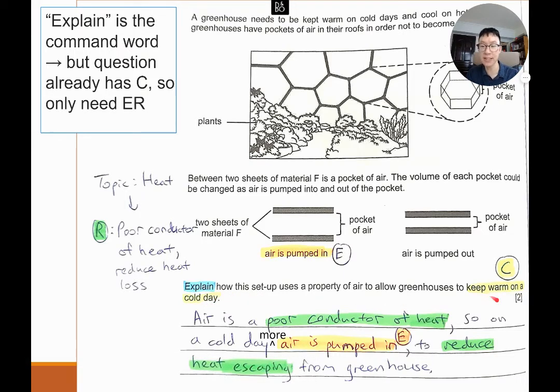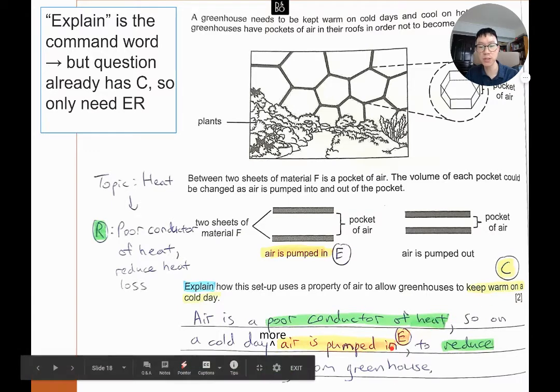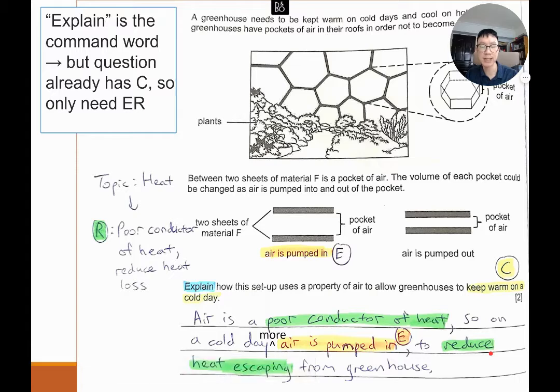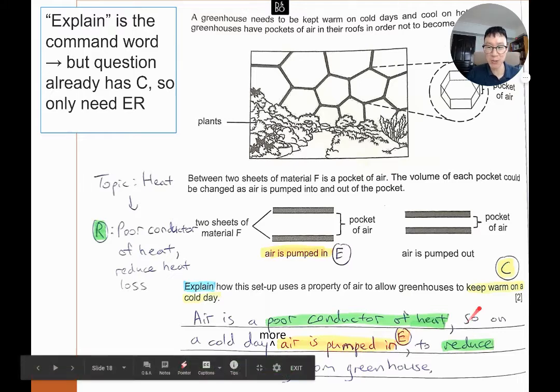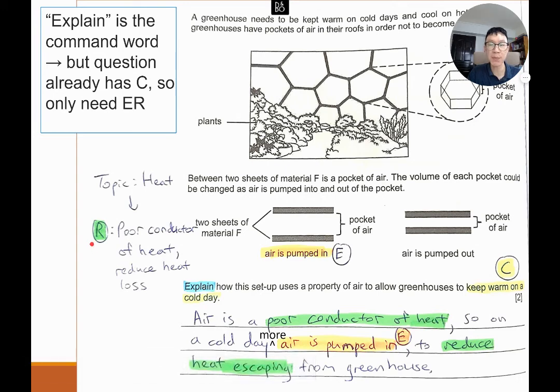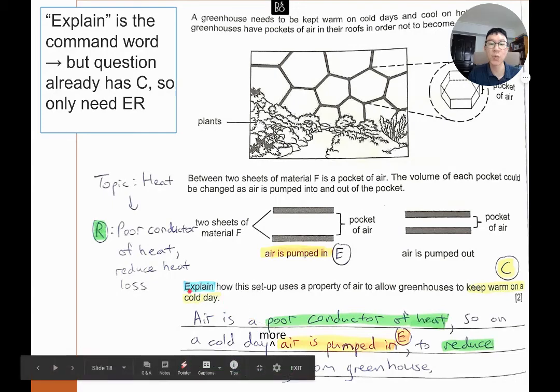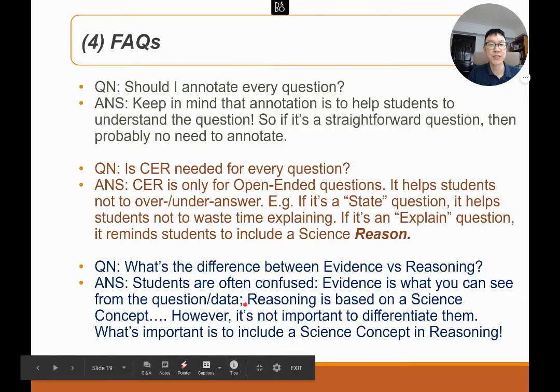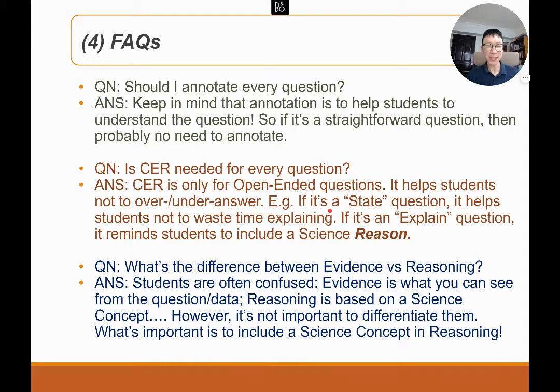So the claim is that it keeps greenhouses warm on a cold day. So that claim is already in the question. But what students need to bring in is the evidence from the diagram and the concepts of air being a poor conductor of heat and reducing heat loss. Okay, so we don't require our students to write this in the exam, the C, E, and R, but it helps in our explanation and it helps them to remember to bring in the science concepts when they need to explain. Okay, so some FAQs.